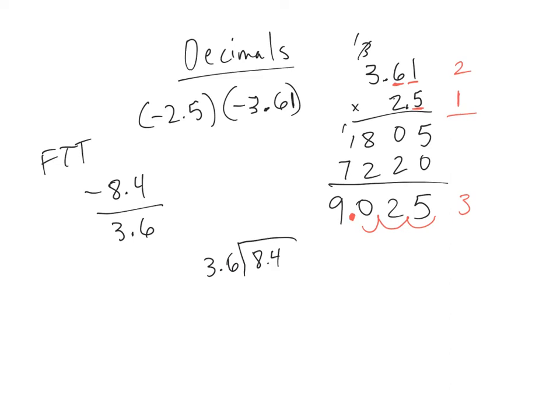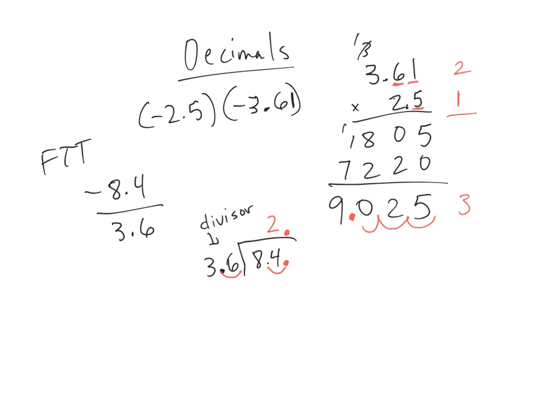And the rule is that I can't have a decimal in my divisor. Okay, this is called the divisor. I can't have a decimal there. So what I do is I move the decimal 1 place to the right, and if I do that on this one, I have to also move this one to the right. So my new decimal is now here, okay, and then 36 goes into 84 2 times.